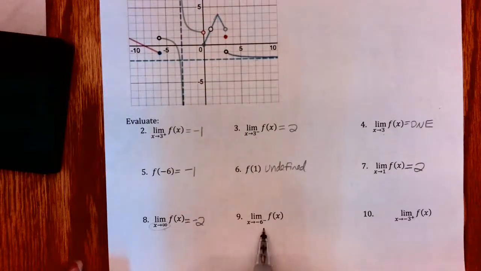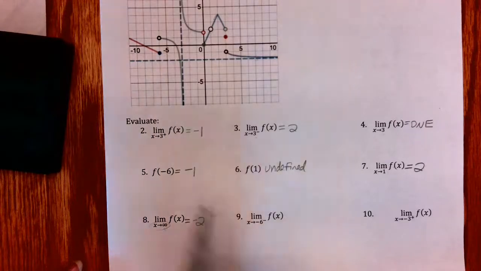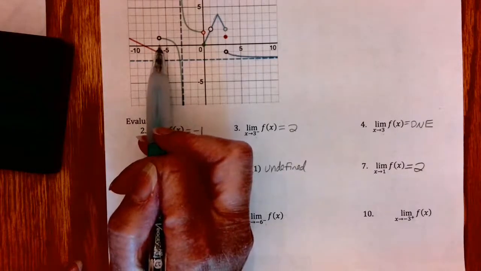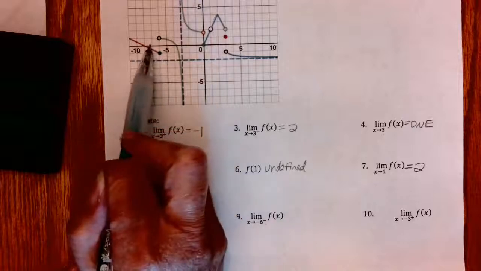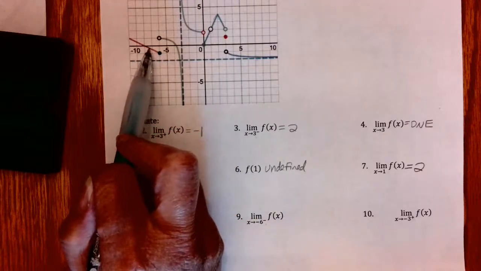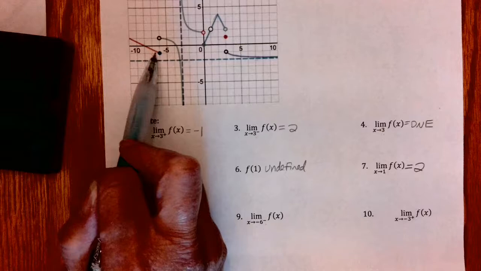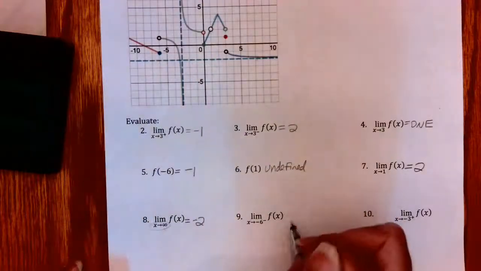Approaching -6, coming from the left. Here's -6, left of -6, jump onto the curve, follow it down to this approaching height of -1.